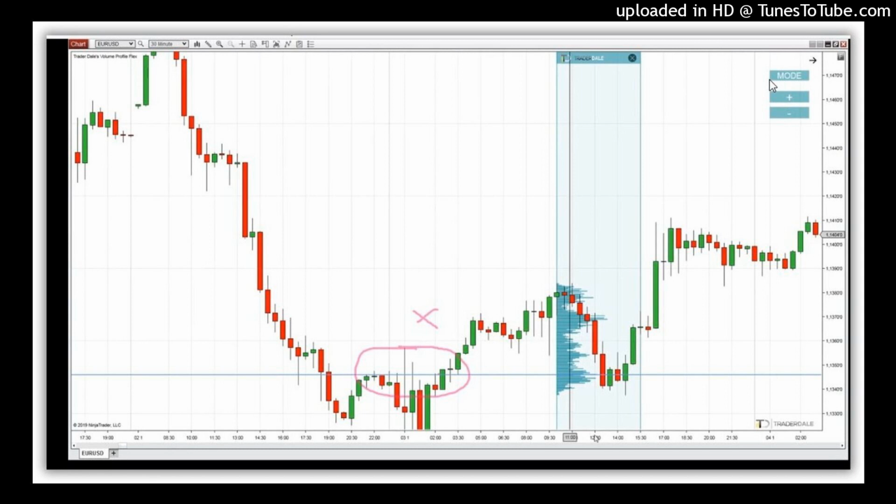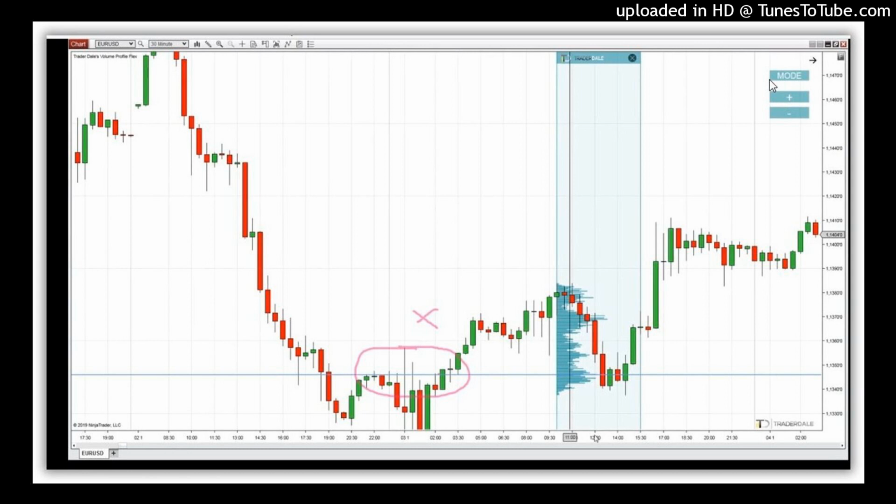Now here is one more, but in this case it's not that clear whether it's a strong rejection or not. It's this one. But if we were to take it, this is how the profile looks, and there is the significant volume cluster. In this case, it gets tested right after it gets formed.